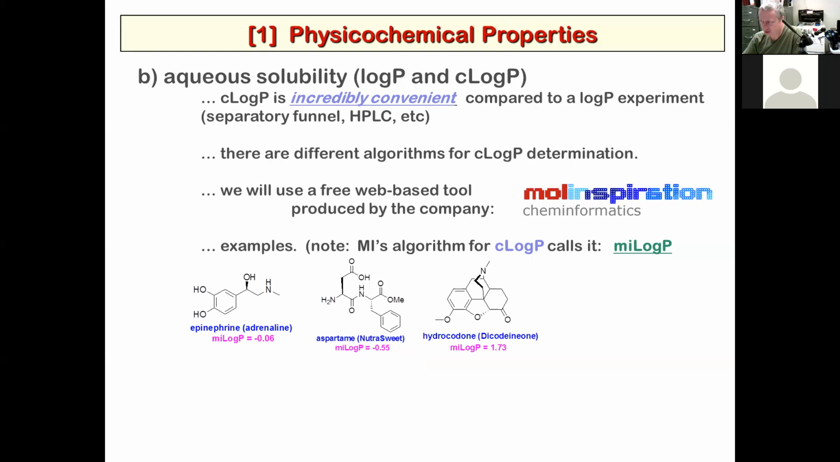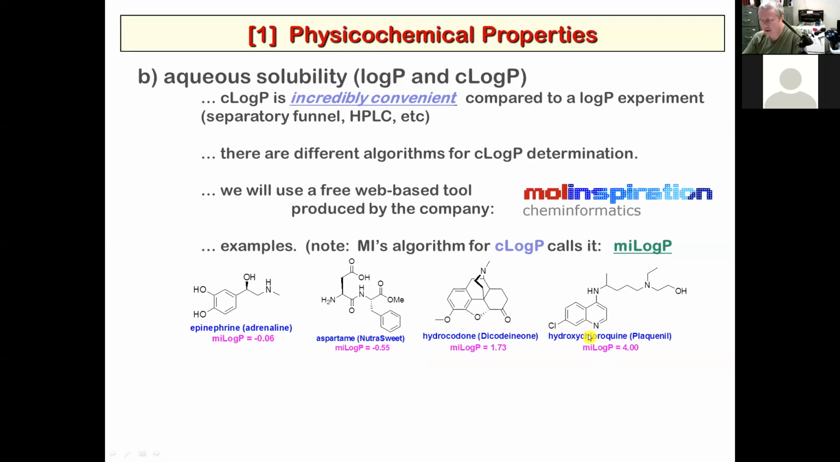Hydrocodone, which is one of the opioids. So still a kind of smaller C-log-P. It's got a couple of polar functional groups like the methyl ether, this other ether, and the amine.